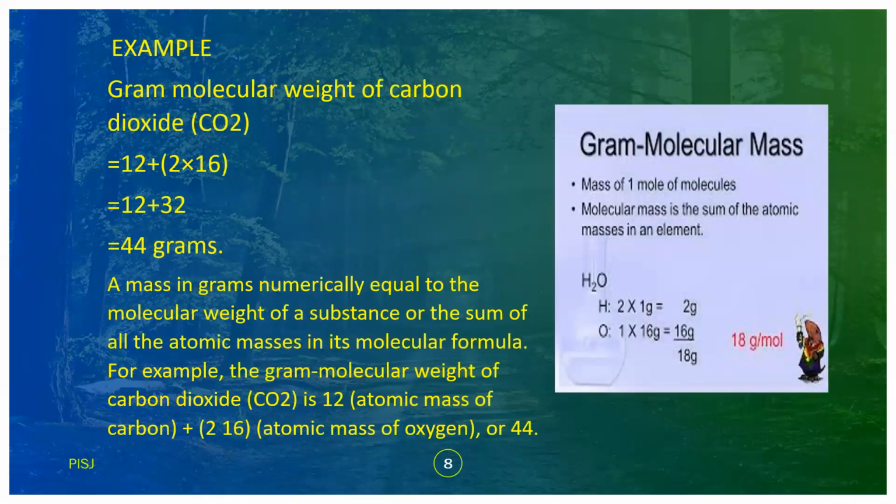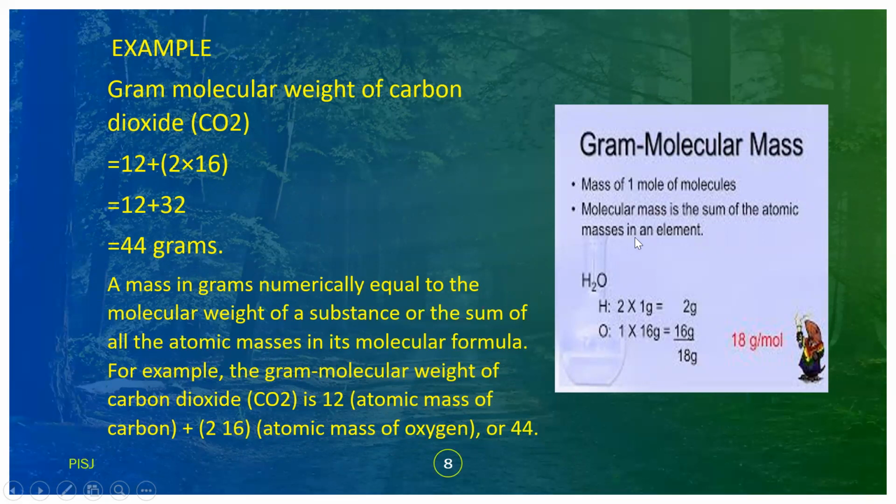Next topic is, what are the examples of gram molecular mass? The gram molecular mass of carbon dioxide is 44 grams because carbon is 12 grams, and there are two oxygens in carbon dioxide, so 16 into 2, 32. So total after addition, 12 plus 32 is equal to 44 grams. This is the mass in grams numerically equal to the molecular weight of a substance or the sum of all the atomic masses in its molecular formula. For example, the gram molecular weight of carbon dioxide is 44.